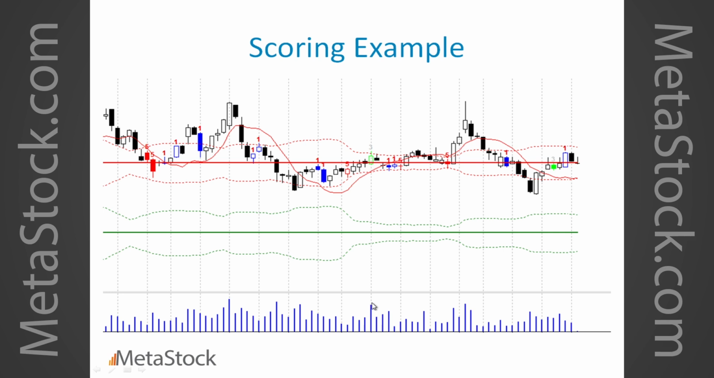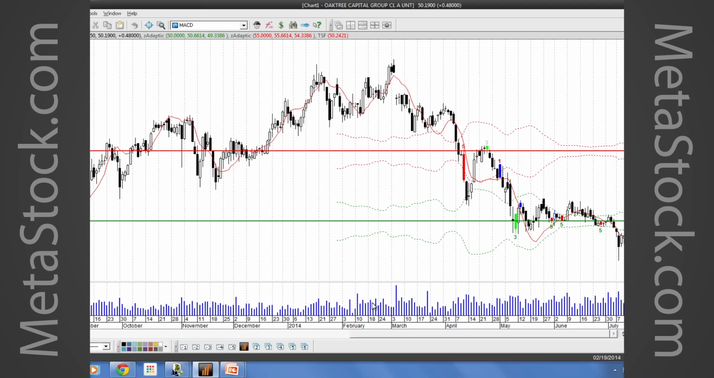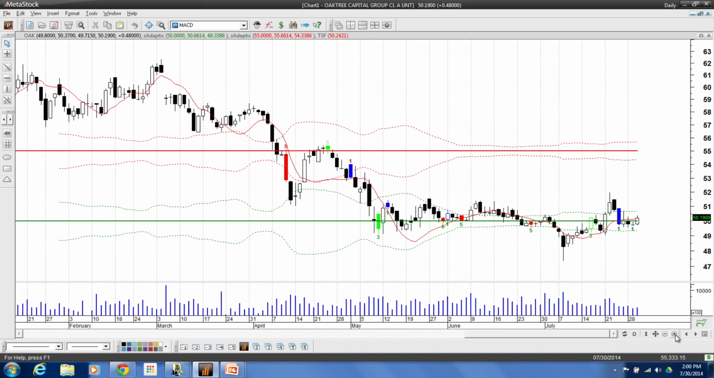Okay, so that's how our scoring is taking place. So let's actually here now, instead of staying in the PowerPoint, let's go out to a chart and look at a chart. So here we have an example of PowerStrike applied to a chart. So let's talk about the scoring here for a moment and how it works.